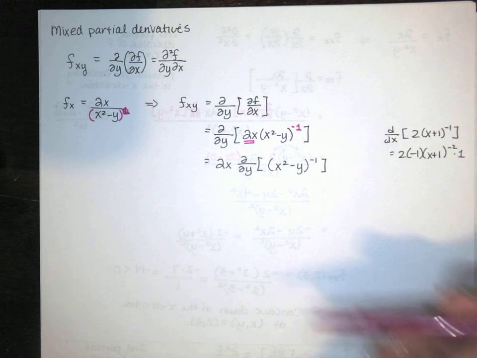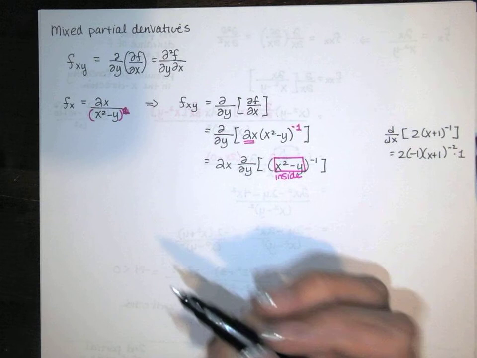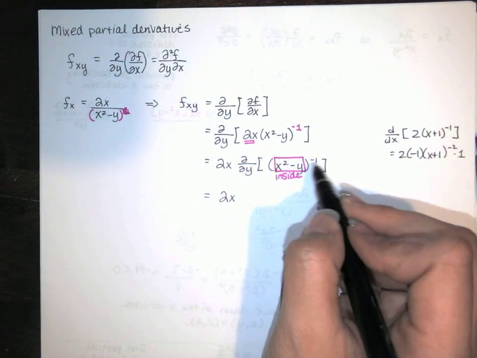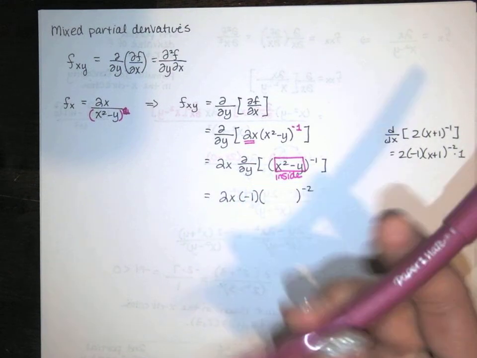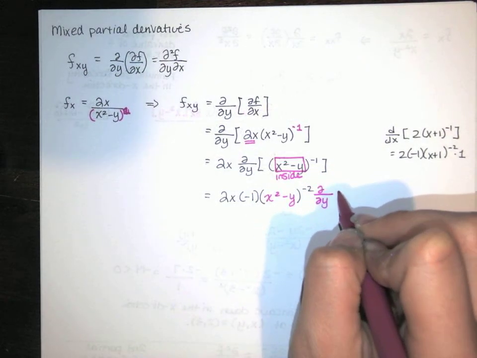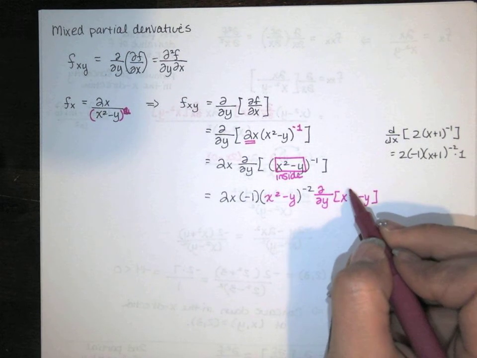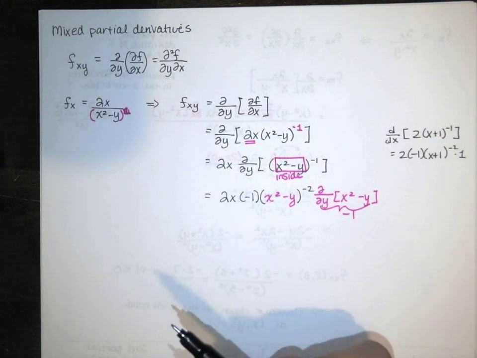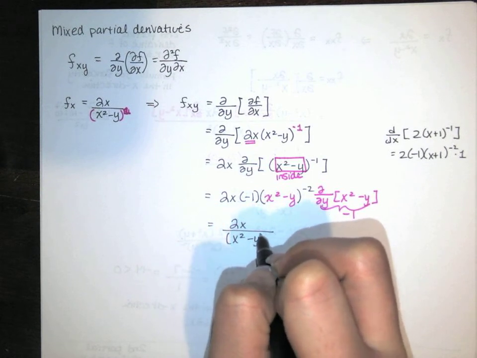Okay. Now over here, I've got an inside function. So if I want the derivative of this with respect to y, I've got a function to the negative 1 power. It's going to be negative 1 times the function to the negative 2. Put your inside function back inside, and then multiply by the derivative of the inside with respect to y, treating x as a constant. If x is constant, this is 0, and we just get a negative 1 here. That negative 1 times that negative 1 is positive 1, and we get 2x over x squared minus y quantity squared.